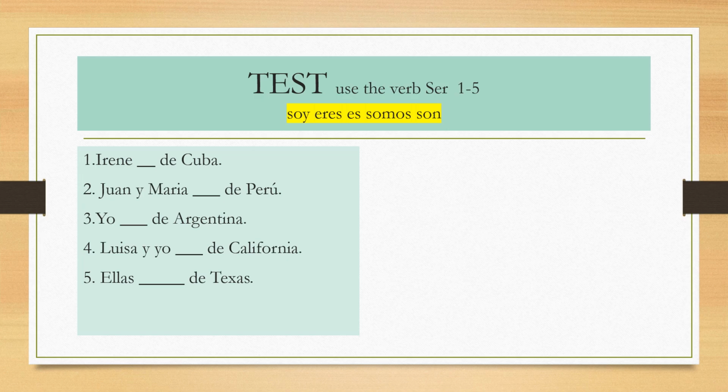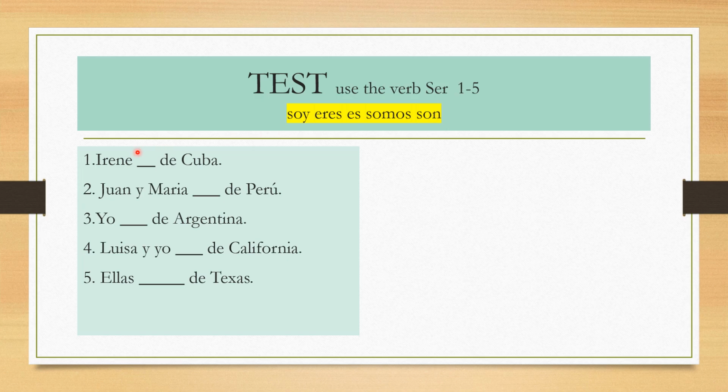So let's now test ourselves. These are the conjugations of the verb ser, and we're going to complete these sentences. So it's yo soy, tú eres, usted, él, ella es, nosotros somos, ellos son. Right? So it's I, you, the singular usted, él, ella, we, nosotros somos, and the plural, they, son.